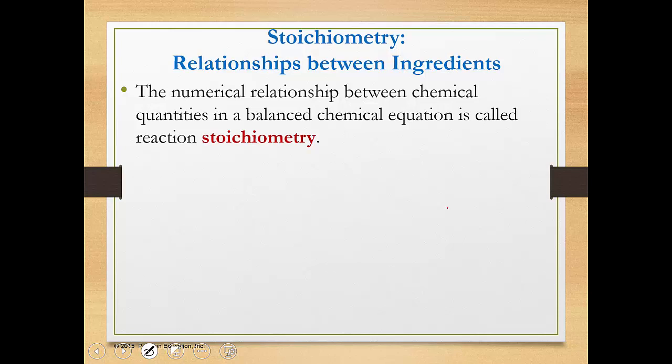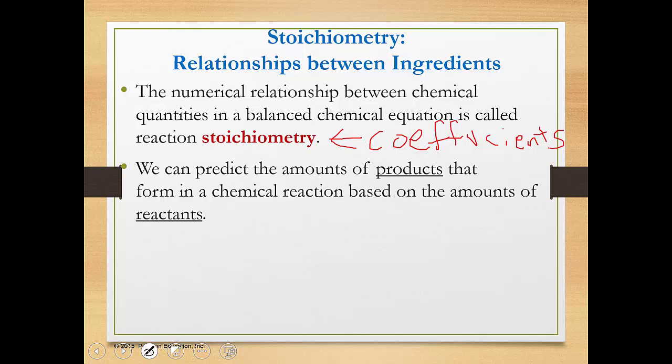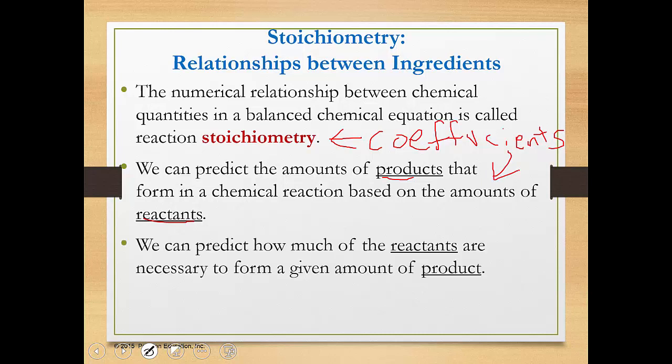And we're going to look at it just in terms of stoichiometry. Stoichiometry is the numerical relationship between chemical quantities in a balanced chemical equation. So in other words, this is where we're going to focus on the coefficients that are in that balanced equation. Now remember that if we have a balanced equation, that allows us to predict the amount of products that form in a chemical reaction based on the amount of reactants. Again, that's tied to the coefficients. That's the number of moles of reactant or product that we have within that reaction.